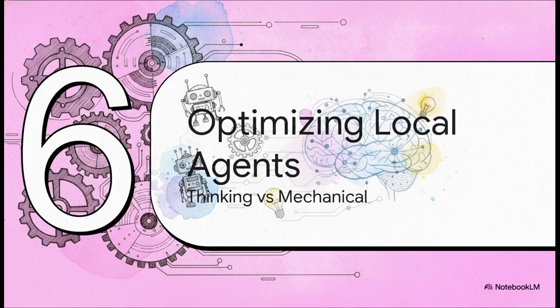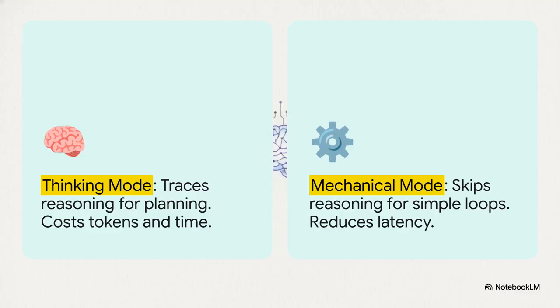Section 6, Optimizing your local agent. Thinking mode versus mechanical mode. To make this efficient, you need to toggle between thinking mode and mechanical mode based on the specific task. In thinking mode, the model generates a deep chain of thought trace. This is brilliant for planning or debugging multi-file refactoring, but it costs thousands of tokens and adds significant latency.